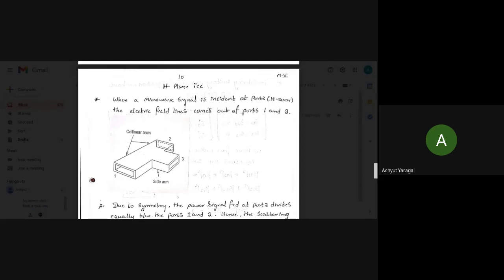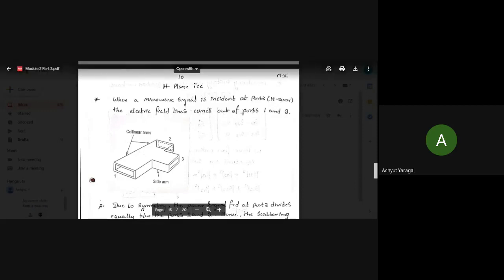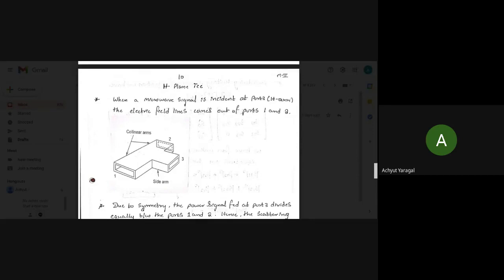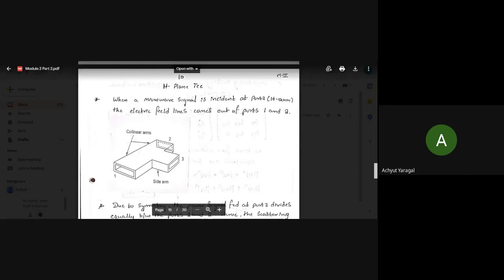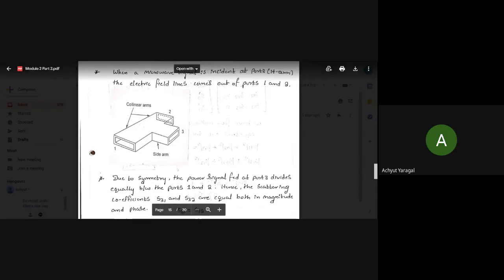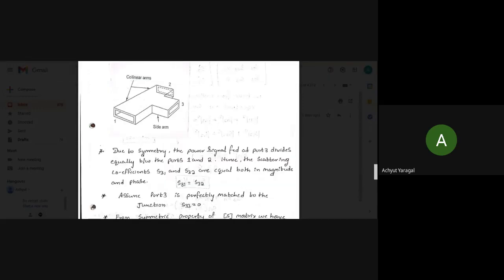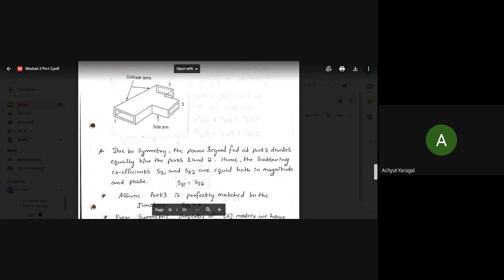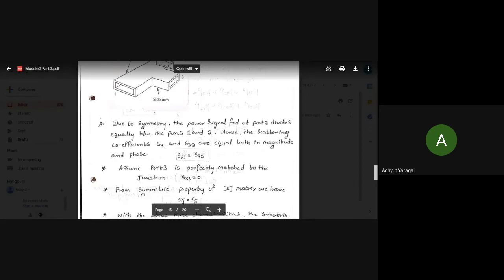Remember here, again the same ports are there, port 1 and port 2, which are opposite to each other. Whenever there is an input signal, or you can say a microwave signal, incident on port 3, equal magnitude, and remember the phase is also equal. Equal phase and magnitude will be coming out of port 1 and port 2. That's why S31 is equal to S32.